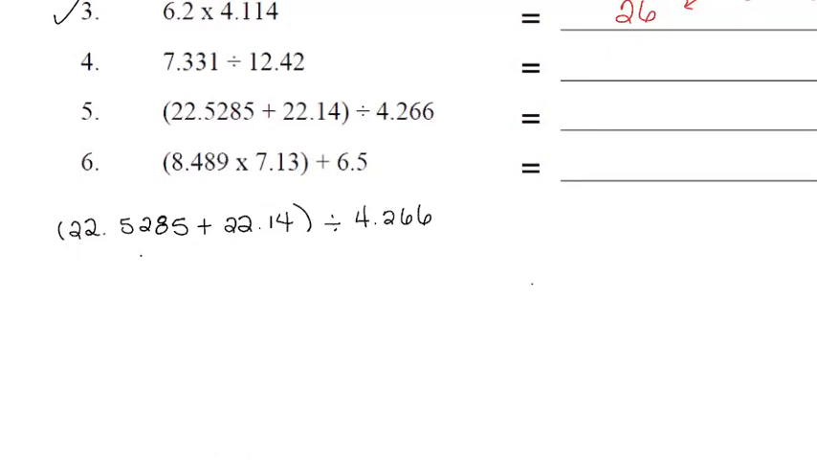So when you add 22.5285 plus 22.14, what's the answer? Thank you guys. So that is 44.6685. Now, inside the parentheses, we did addition. So what am I technically looking at? So if I was about to just apply significant rules to that portion, what am I really looking at? Sig figs or decimal places? Great job, decimal places.